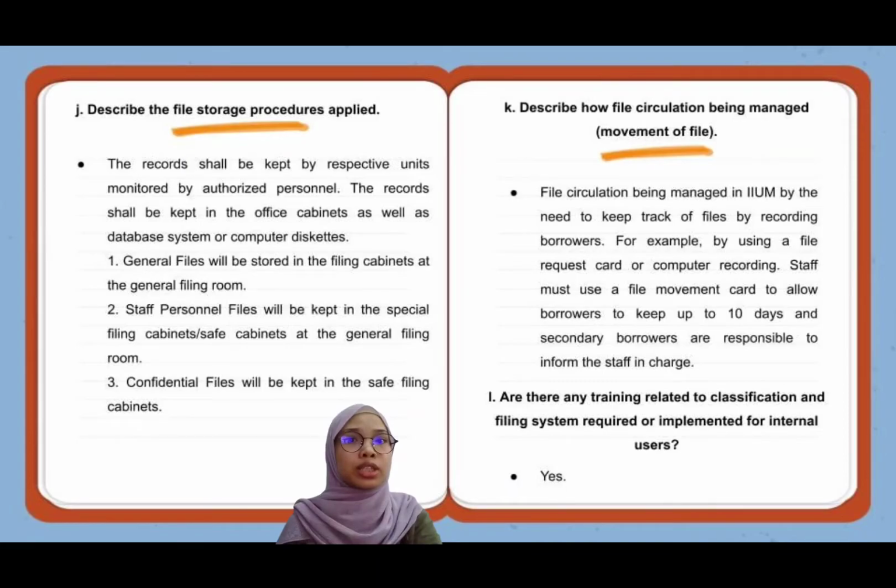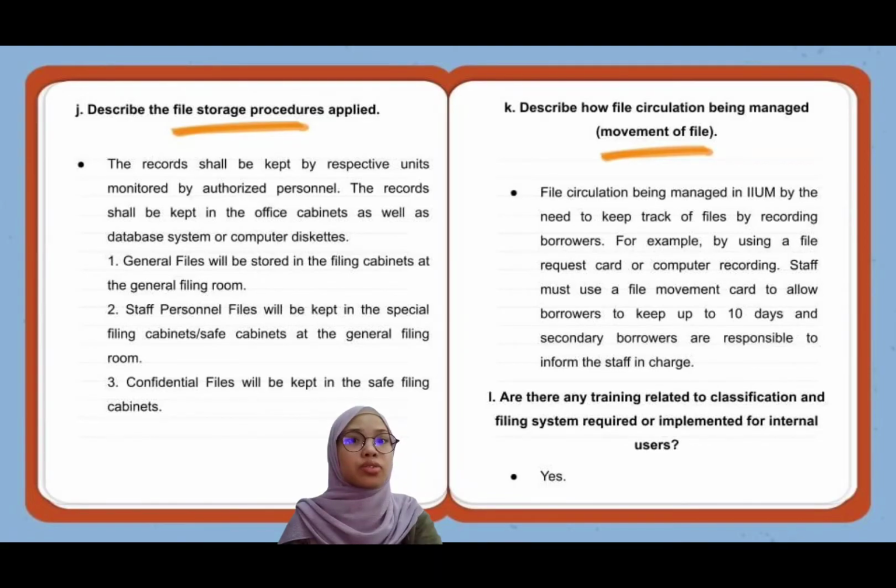Next, describe how file circulation is managed, which is the movement of files in the IIUM organization. File circulation is managed in IIUM by the need to keep track of files by recording borrowers, for example, by using a file request card or computer recording. Staff must use a file movement card to allow borrowers to keep a file for up to 10 days, and secondary borrowers are responsible for informing the staff in charge.